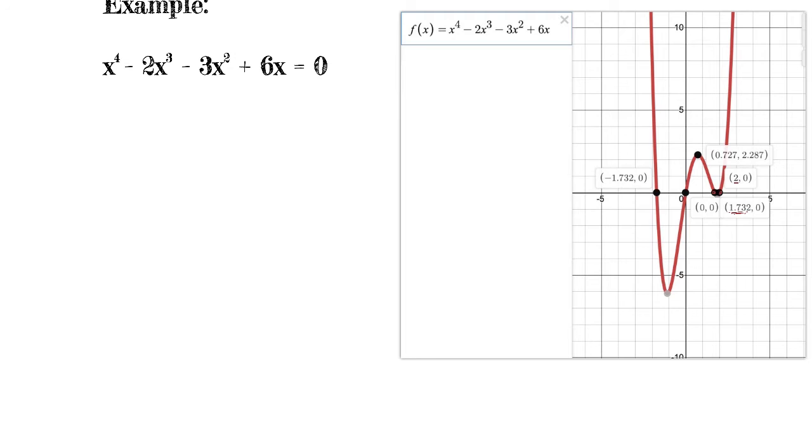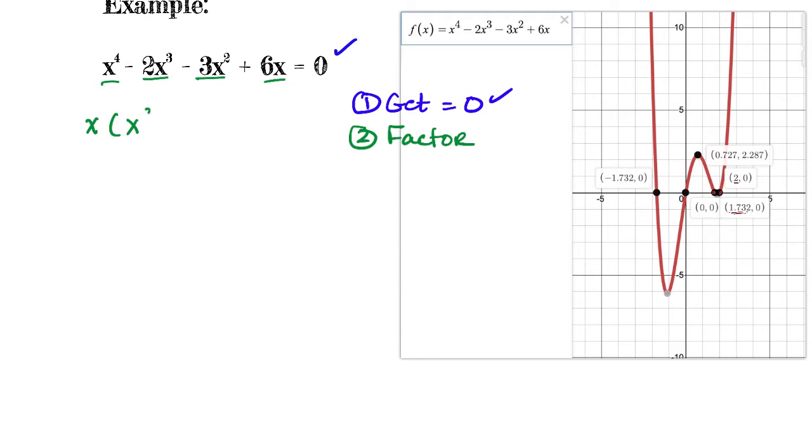So let's look at our first step here. Step 1, I'm going to write the steps off to the side. Step 1, get equal to 0. Okay, and that's already done. It already equals 0. Step 2, factor. So let's look for GCF here. It looks like we can take an x out. x times (x cubed minus 2x squared minus 3x plus 6) equals 0.